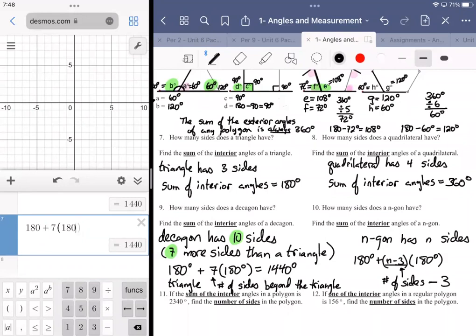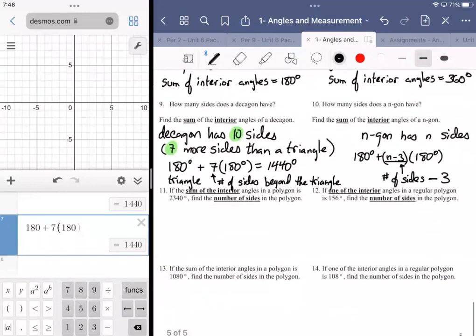The issue is when you get to numbers 11 and 12, now it kind of goes the other way, where it's like, all right, now that I know the interior angles in the polygon, how can I figure out the number of sides? All right, that makes it definitely a little trickier.